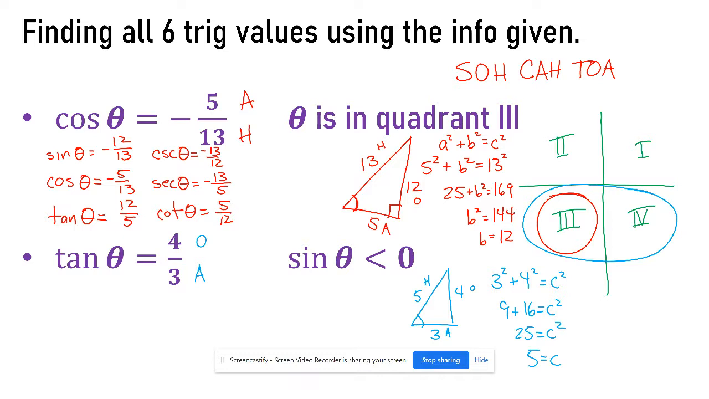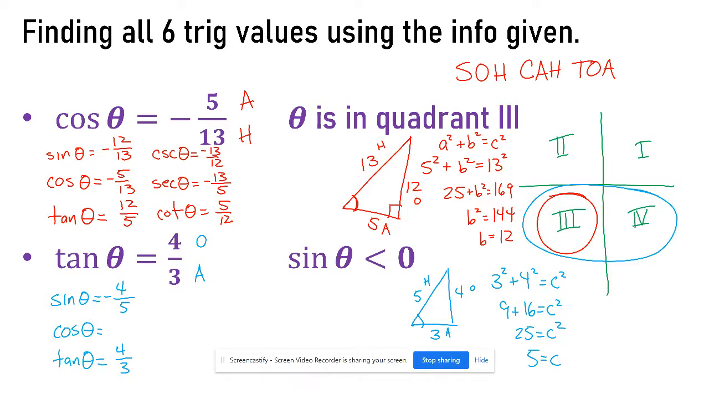Here's what matters. Let's go ahead and get our sine down. Our sine of this angle is opposite over hypotenuse, so it's going to be 4 over 5, and we know that it's less than 0, so it has to be negative. My tangent, I'm going to skip cosine for a second. My tangent, we already know that's given to us. It's 4 over 3.